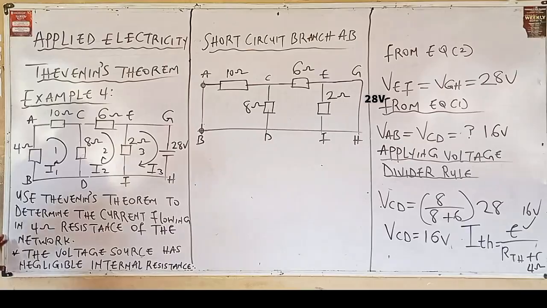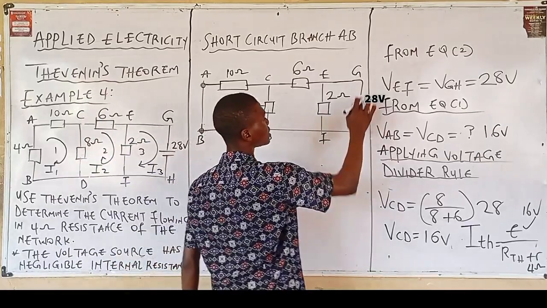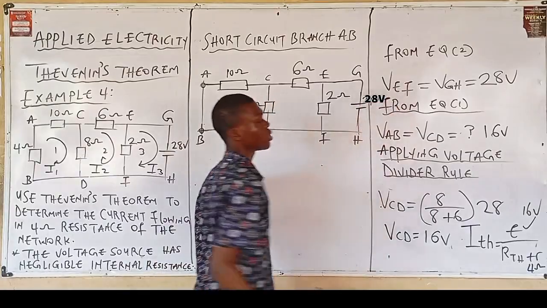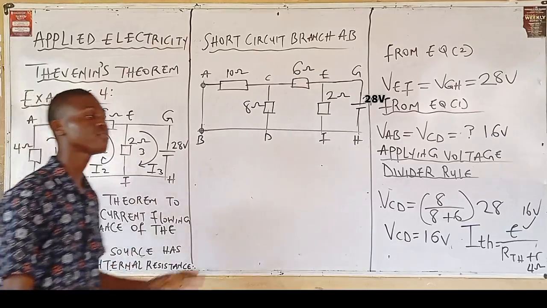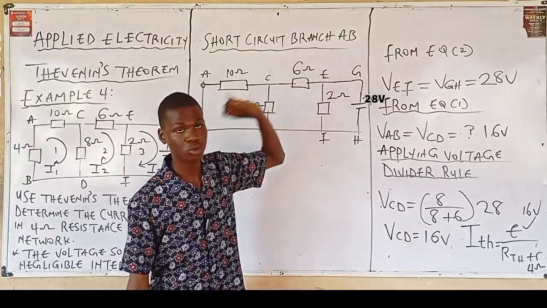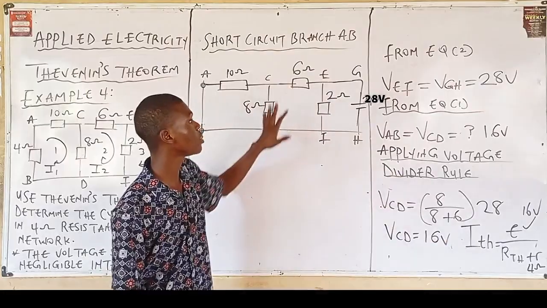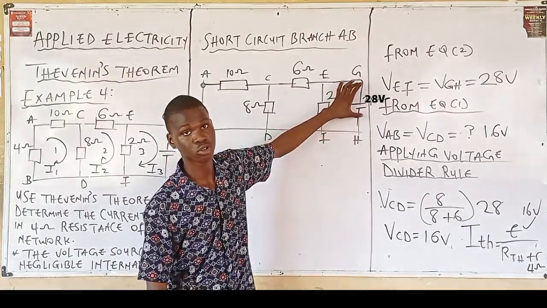Now, in this case, the question says that the voltage source has negligible internal resistance. Now, what it means is that you're removing this 24 volts. I want to solve RTH, meaning I'm considering the resistors I'm left with. I want to solve their net equivalent resistance, meaning I'm going to remove this 24 volts.